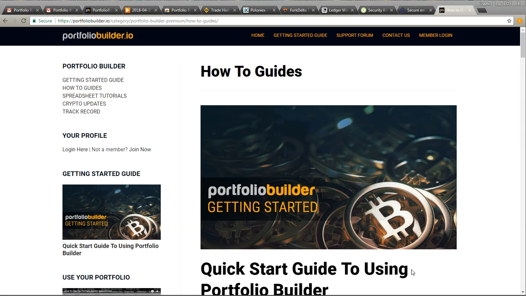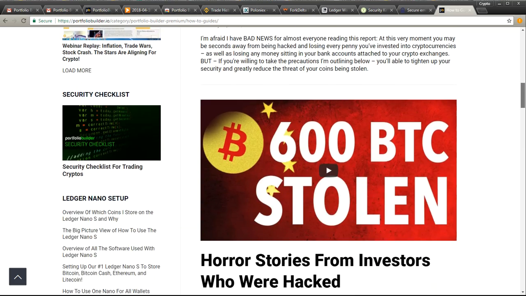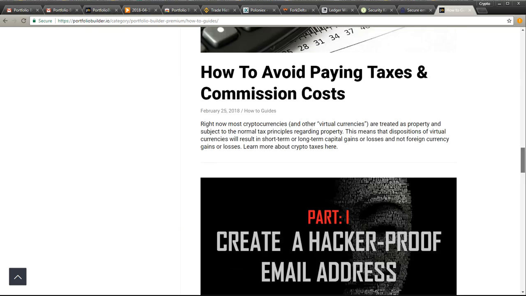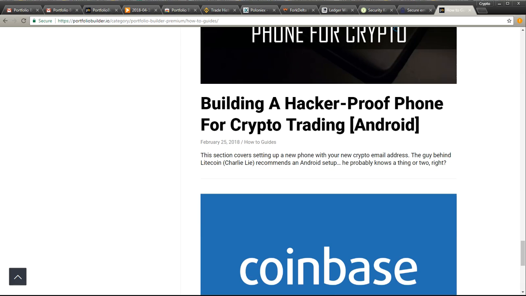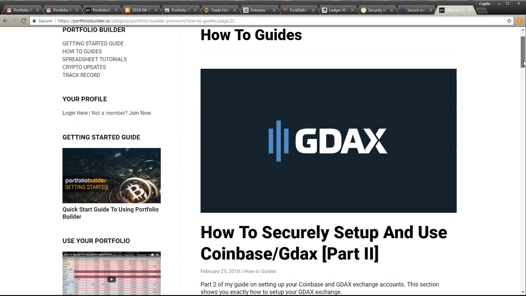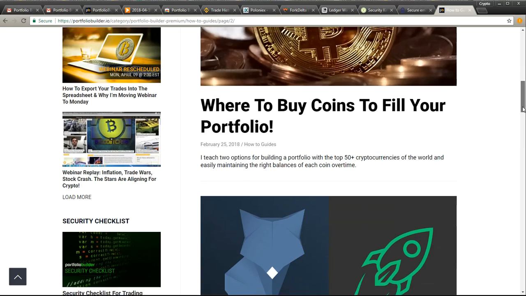And I'll give you a little walkthrough of the membership area you now have free access to, which covers everything in great detail. And here's just a quick scan of some of the articles we've put together detailing how to build a secure cryptocurrency portfolio. Because what's the point of building a $1 million portfolio if someone can steal all of your money?